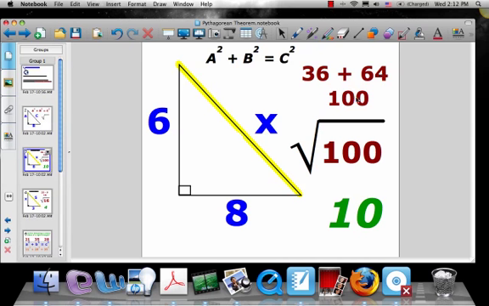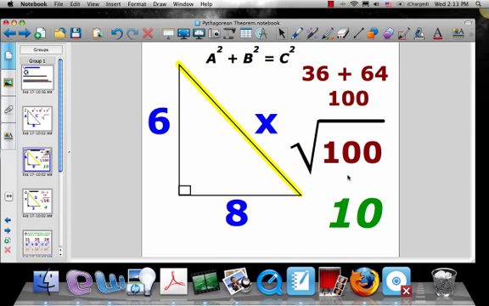Now, what this means is that 100 is equal to c squared. Now, I'm not trying to find c squared. I'm trying to find c. So now what I need to do is take the square root of this 100, or better yet, ask myself, what number times itself makes 100? And that is my missing side. My answer to this problem here would be 10.